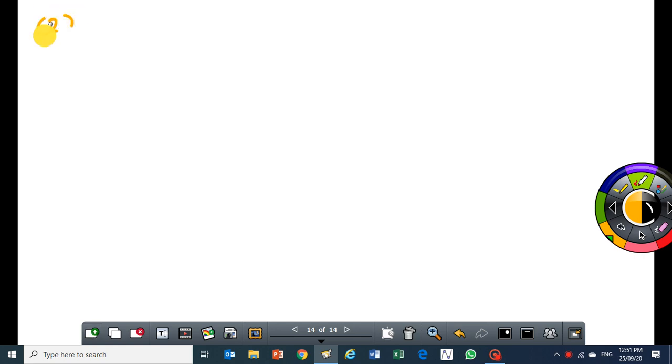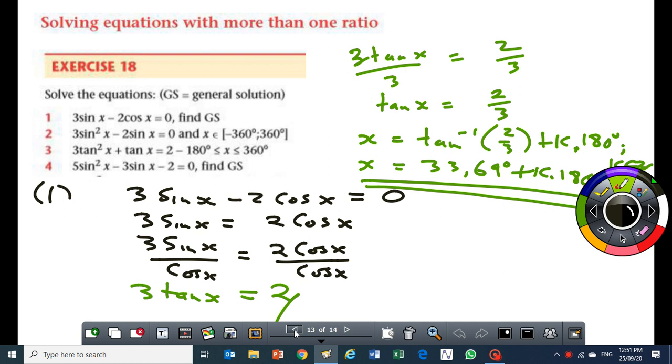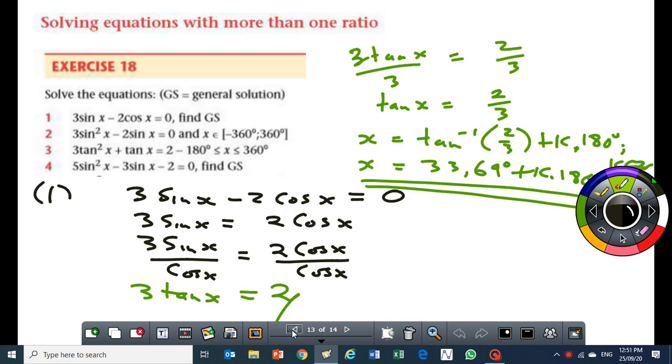So that's number 2. 3 sine squared x minus 2 sine x equal to 0. Now I want to emphasize that for this question, because of this interval, x is between minus 360 and 360, which means we have to find the general solution first, then use the general solution to determine exact values of x.